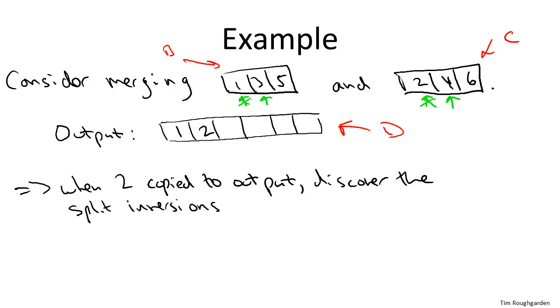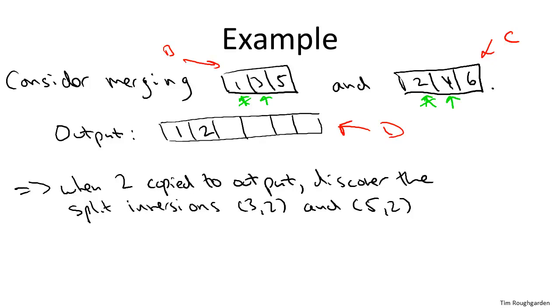So why did this happen? Well, the reason we copied 2 over is because it's smaller than all the elements we haven't yet looked at in both B and C. So in particular, 2 is smaller than the remaining elements in B, the 3 and the 5, but also because B is the left array, the indices of the 3 and 5 have to be less than the index of this 2. So these are inversions. 2 is further to the right in the original input array, and yet it's smaller than these remaining elements in B. So there are 2 elements remaining in B, and those are the 2 split inversions that involve the element 2. So now let's go back to the merging subroutine.